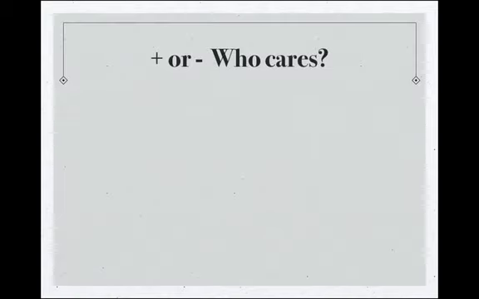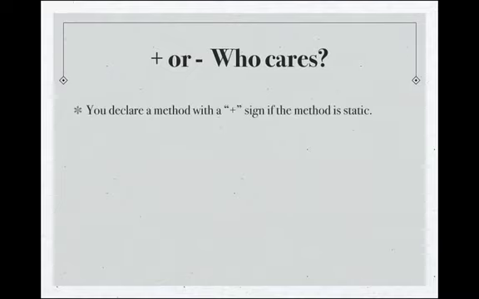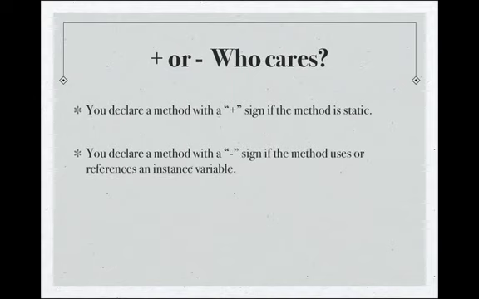Methods are always declared with a plus or a minus sign. Now, the plus or the minus is going to depend on two different situations. We'll declare the plus sign if the method is going to be static, if it's not going to use any instance variables within the object. We declare a method with the minus sign if the method uses or references an instance variable.